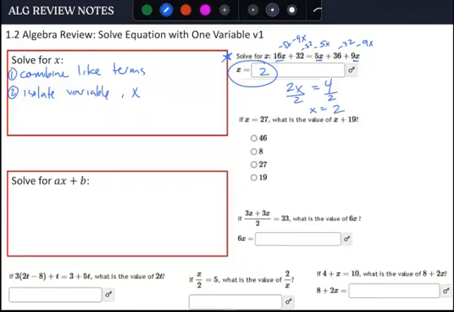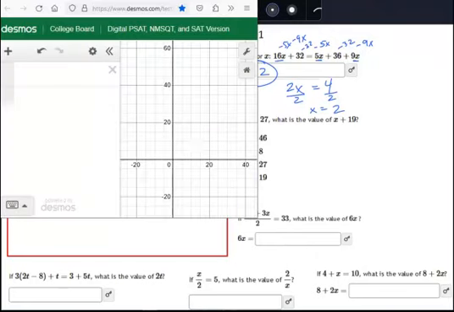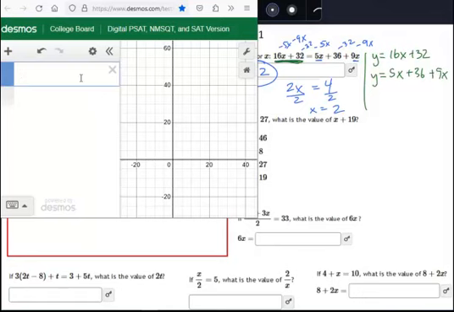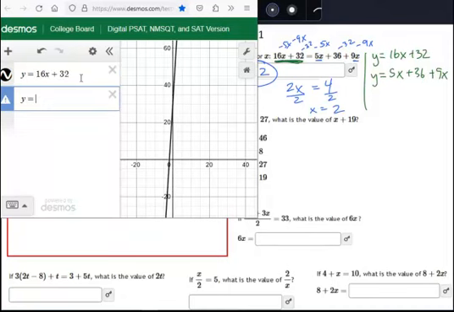Now, you can also use the Desmos calculator for this. So here's an example of the Desmos calculator. If you are doing this on a calculator, what you would do is just set each side of the equation equal to y. So you're going to write two equations, y equals 16x plus 32, the left side. And then you're going to write a second equation, y equals 5x plus 36 plus 9x. So if we type both of those equations in, here's y equals 16x plus 32, and here's y equals the second one, and you can combine these mentally too if you want, or you can just write them as they are.